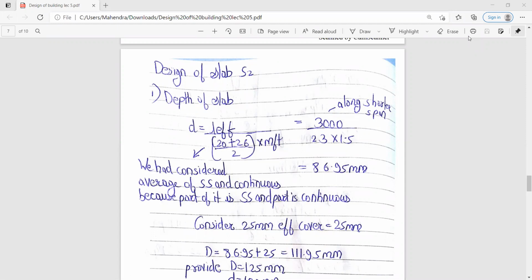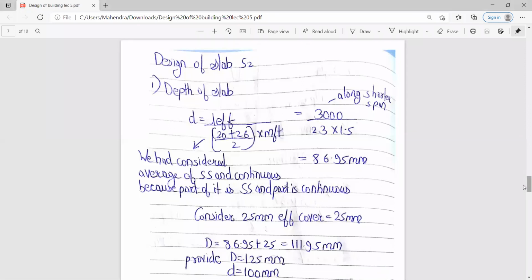For slab S2, we are going to design for the shorter span. The shorter span is 3 meters, that is 3000 mm, upon 23 into the modification factor, that is 1.5. So the depth we get is 86.95 mm. After calculating the depth, you need to consider the effective cover as 25 mm. So the depth you get is 111.95 mm, so you can provide it as 125 mm. Then effective depth, that is D minus 25, will be 100 mm.